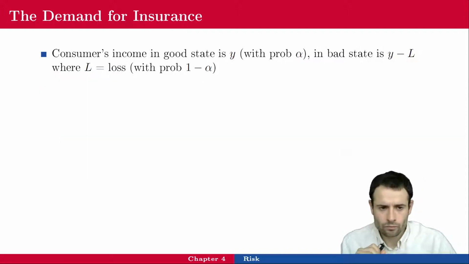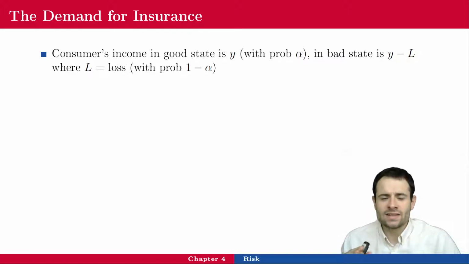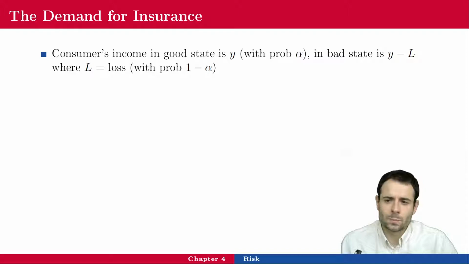So, let's look at the demand for insurance. Imagine that our agent faces two sorts of events: the good state event and the bad state event. In the good state, his income is going to be equal to Y dollars. This good state happens with a probability alpha.